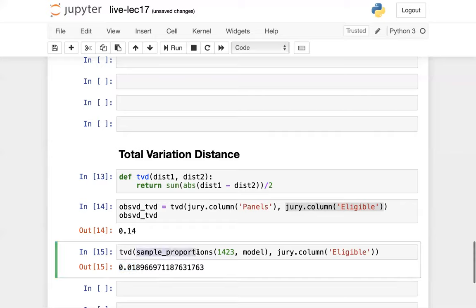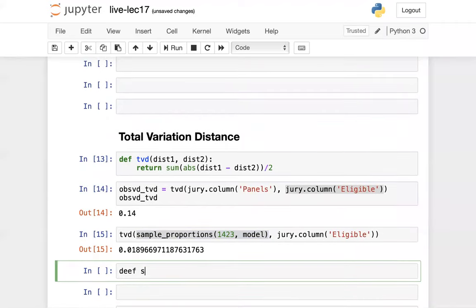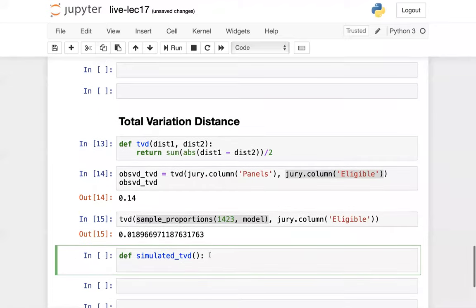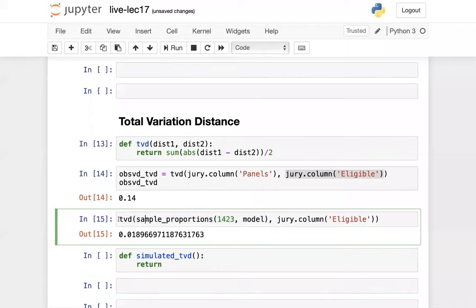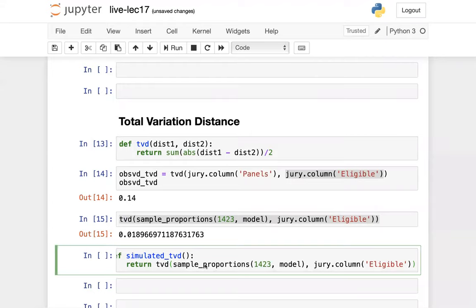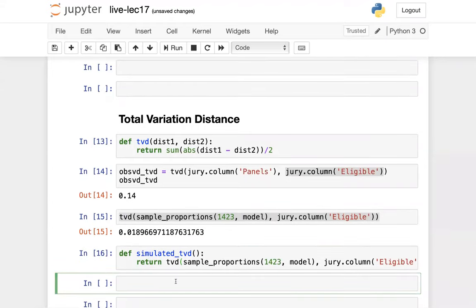So again, this is an example of doing it with one simulation. And of course, to actually show some strong evidence, we'd want to not just simulate one time, we'd want to simulate 1,000 times. And so let's actually do that. So firstly, let's write a function which is just going to simulate the TVD itself. So it's going to do it all in one shot. So we'll call this simulated TVD, and then it's just going to return essentially what I ran here one time. And so now we have a really simple way to simulate one total variation distance of one simulated jury panel.